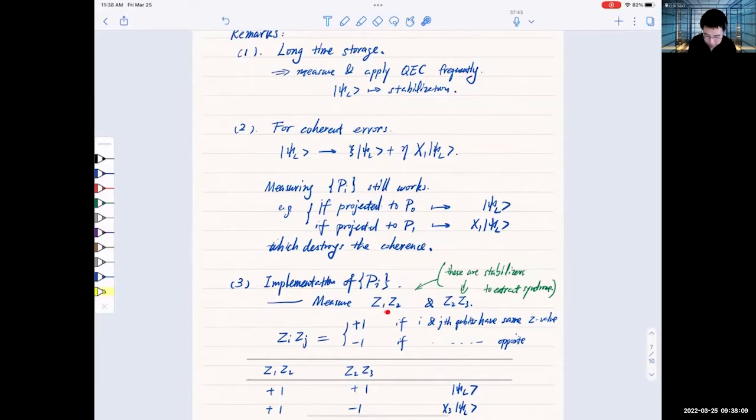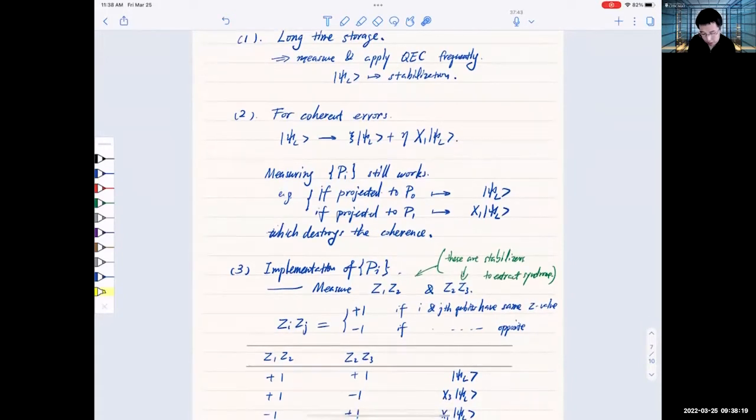And so basically we can measure Z1 times Z2 and Z2 times Z3. Those are Hermitian operators, so we can actually perform the measurement. And since these are products of Pauli matrices, they should have eigenvalue +1 or -1. Okay, and as we'll talk about later, these correspond to stabilizers from which we can extract the syndrome.